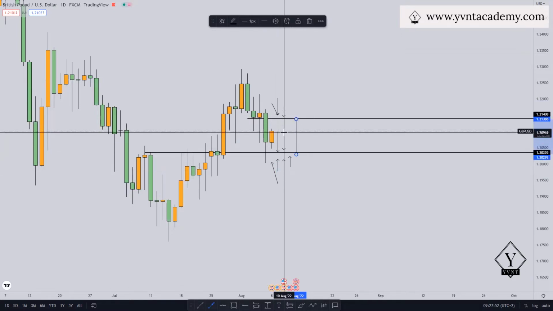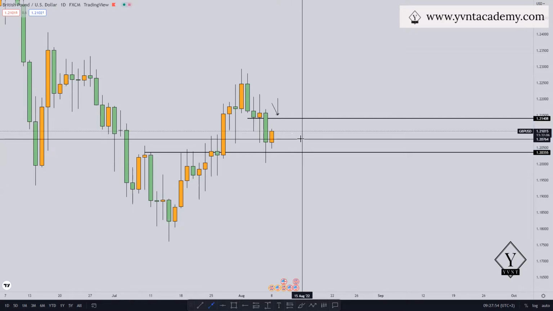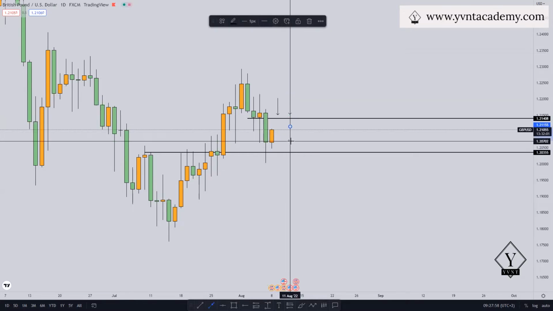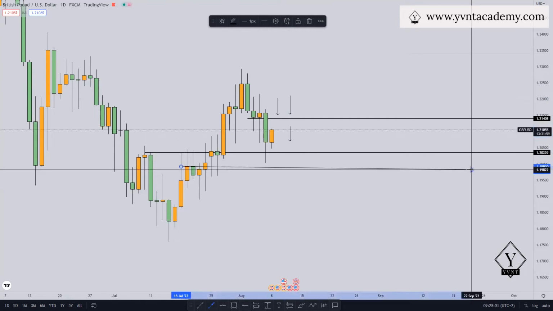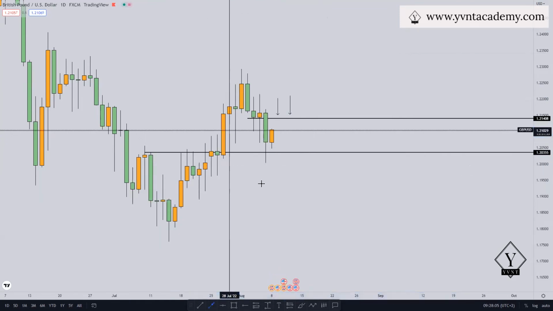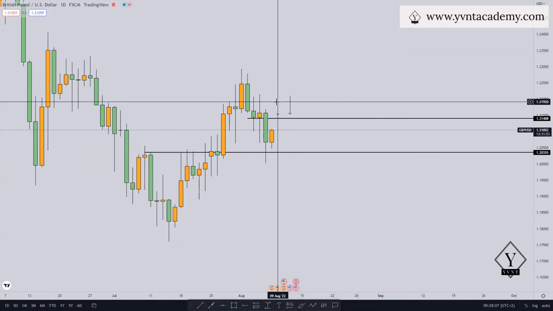But for those that are swing traders and want to hold the trade after they got the opportunity to sell here, this can be your target 1, and then this can be your target 2, and so on as you go down. So that's going to be it for GU.